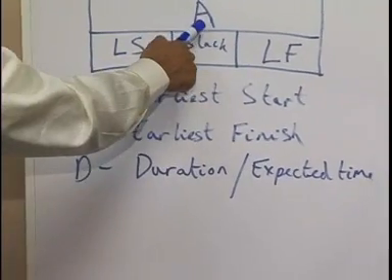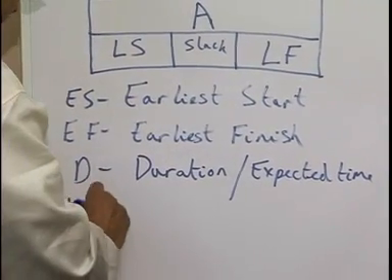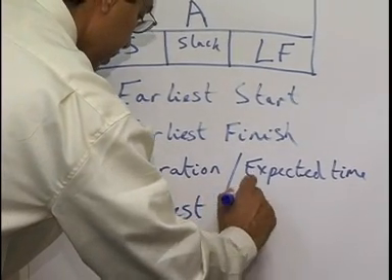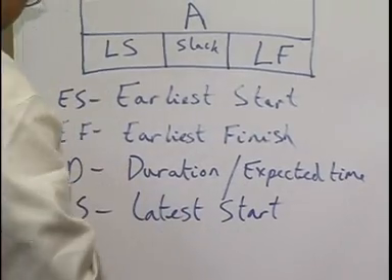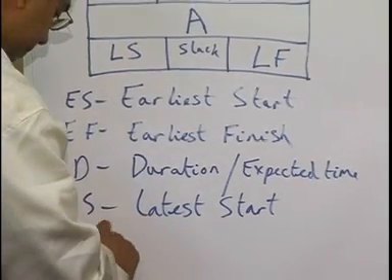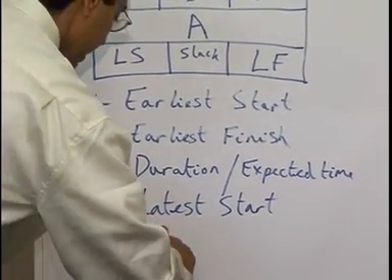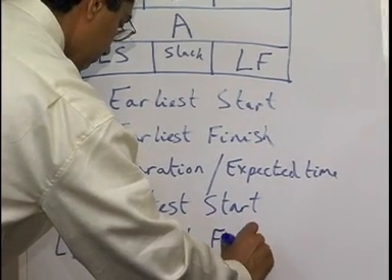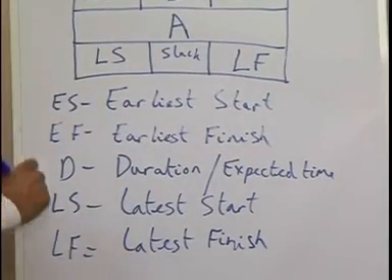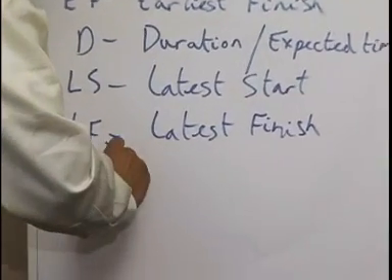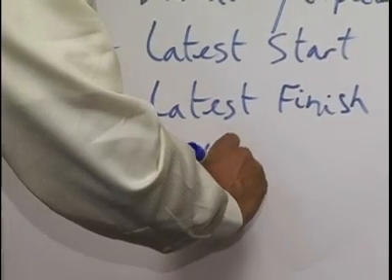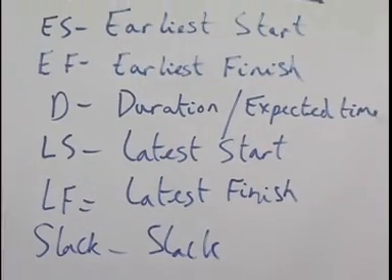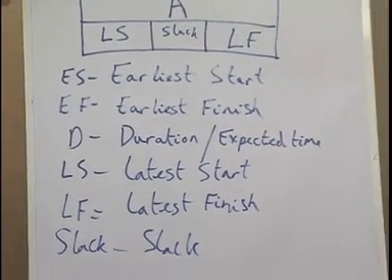Then we have LS. Now LS means latest start, the latest start of the project. And LF means latest finish. And then slack means slack time. Okay, so this is the key that we will be using in the next part of the exercise.